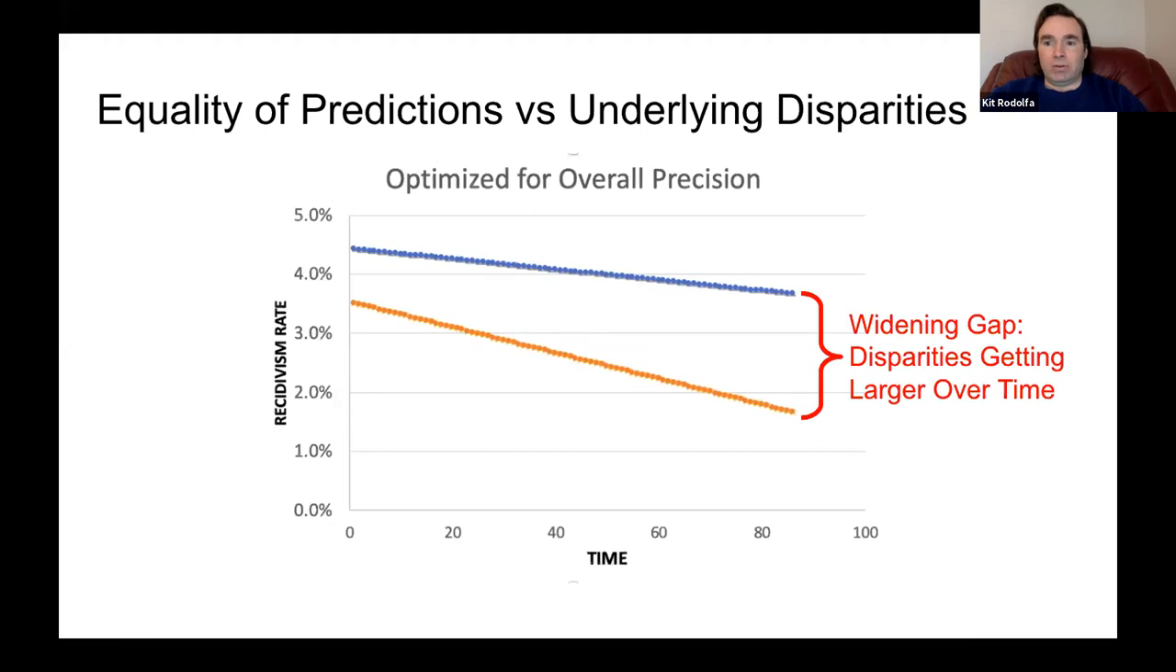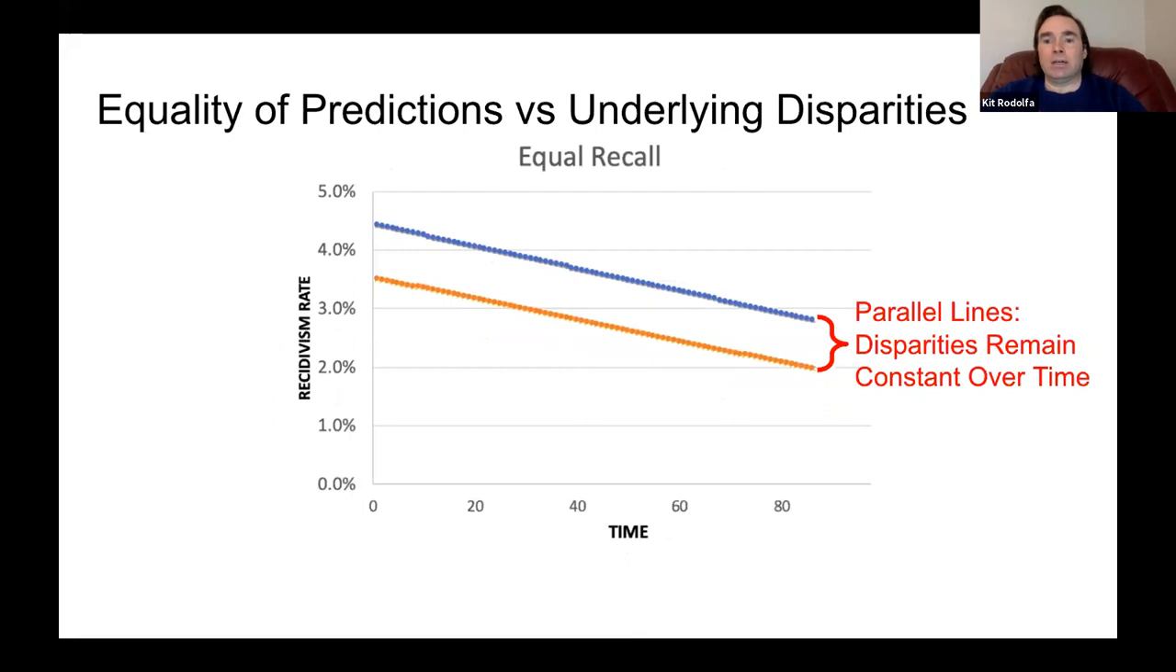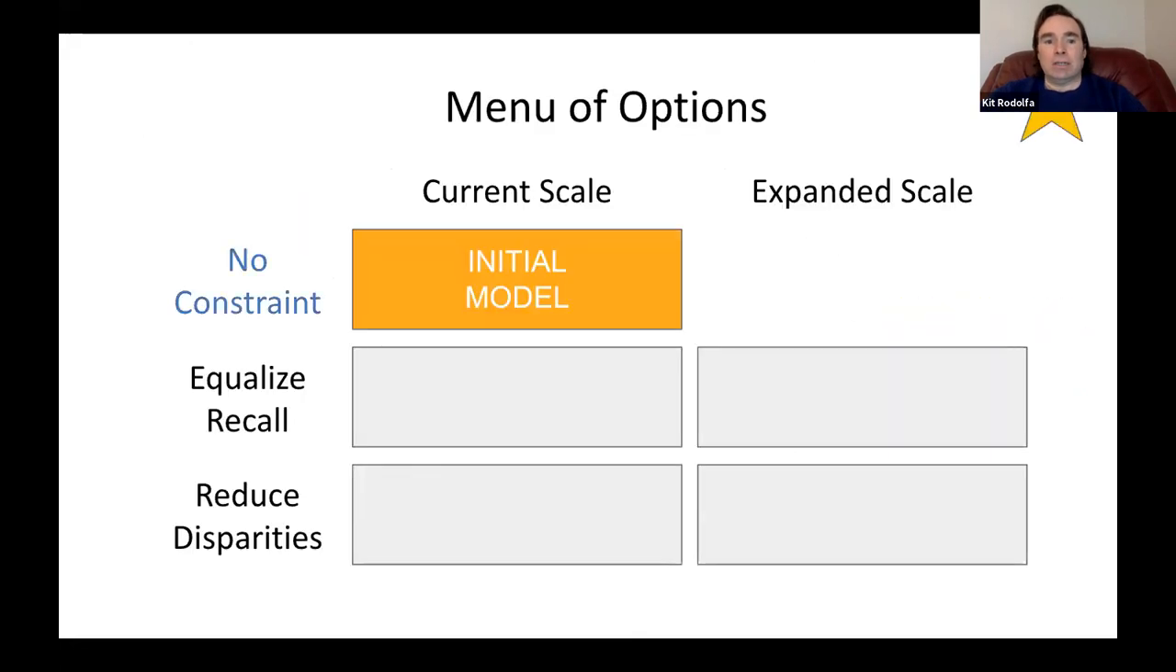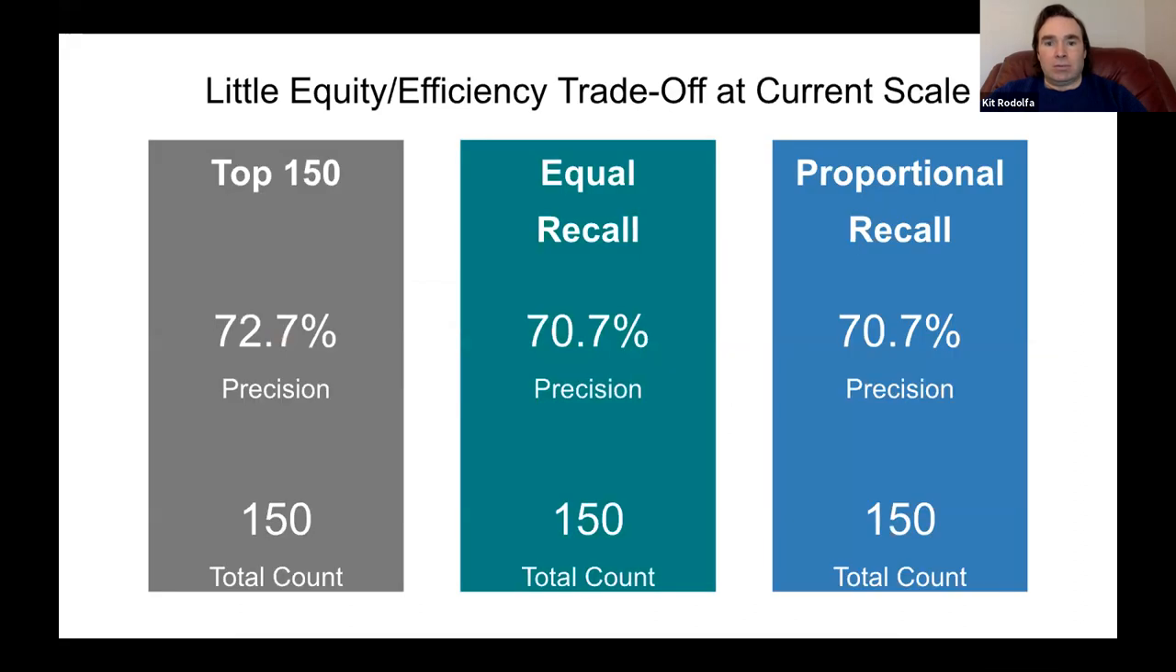I'll kind of skip over this, but we looked at different strategies of whether we equalize the recall exactly or actually lean more heavily into groups with historical disparities to try to close gaps. And skipping through some of those slides, just the top line result: we found that we could actually nudge those scores around a little bit to equalize recall, and only saw a very modest decrease in the overall precision, so precision at 150, just measuring the efficiency of the models.